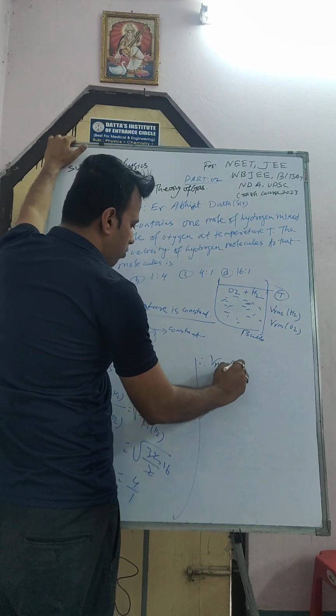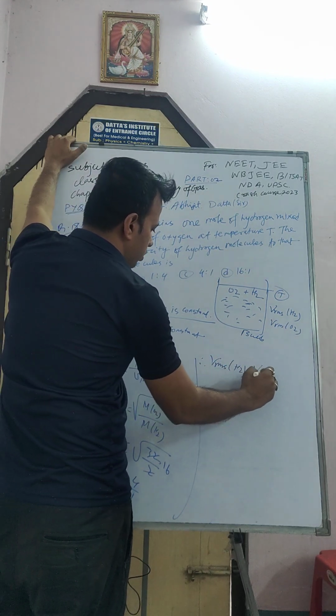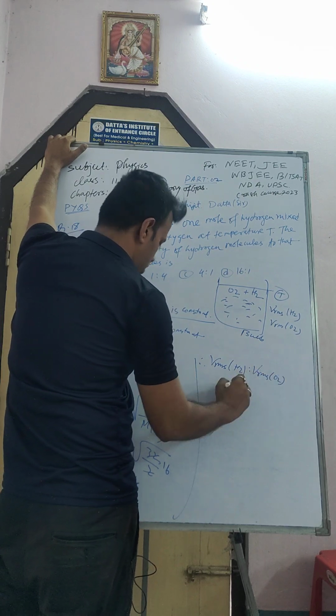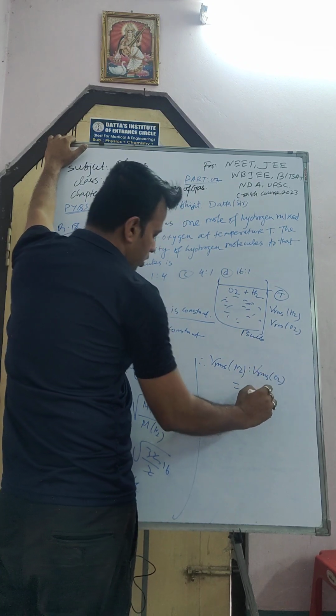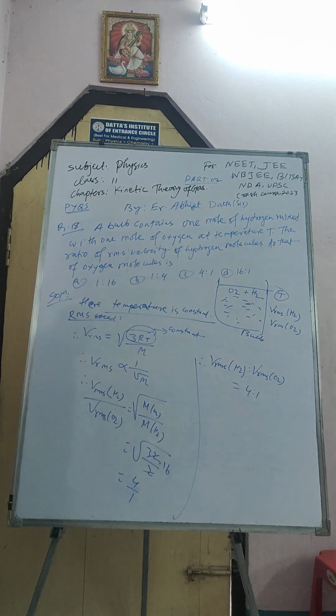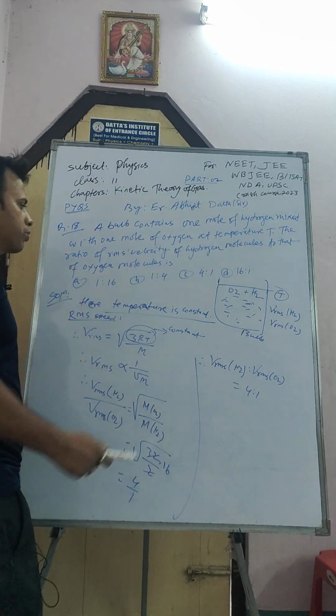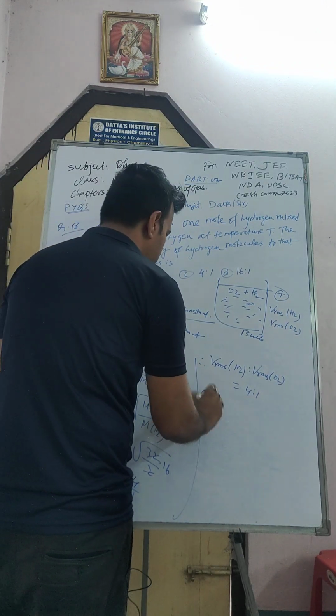V_RMS of hydrogen to V_RMS of oxygen is equal to what? 4 is to 1. So 4 is to 1 will be the answer. V_RMS of hydrogen and V_RMS of oxygen will be 4 is to 1. Okay, fine. So which option is correct, sir? Option B is the correct answer.